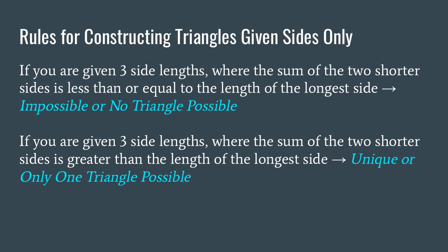Okay, so here are the rules for constructing triangles given sides only. If you are given 3 side lengths where the sum of the 2 shorter sides is less than or equal to the length of the longest side, you cannot draw a triangle. It is impossible with those conditions. If you are given 3 side lengths where the sum of the 2 shorter sides is greater than the length of the longest side, you can draw a triangle, but you can only draw one. It's unique.